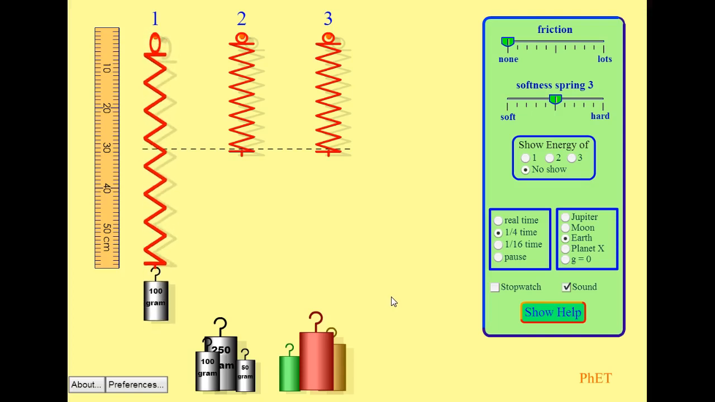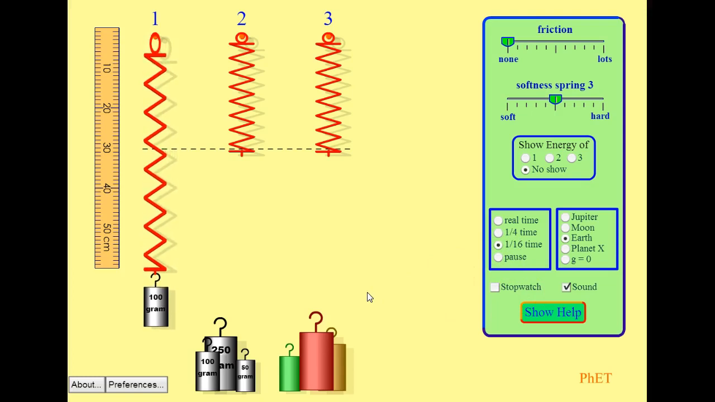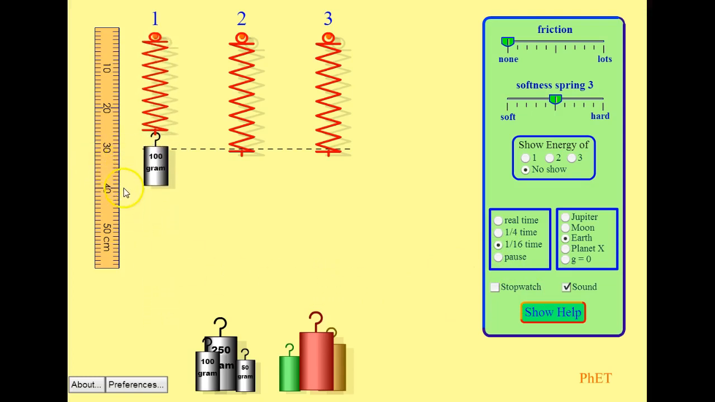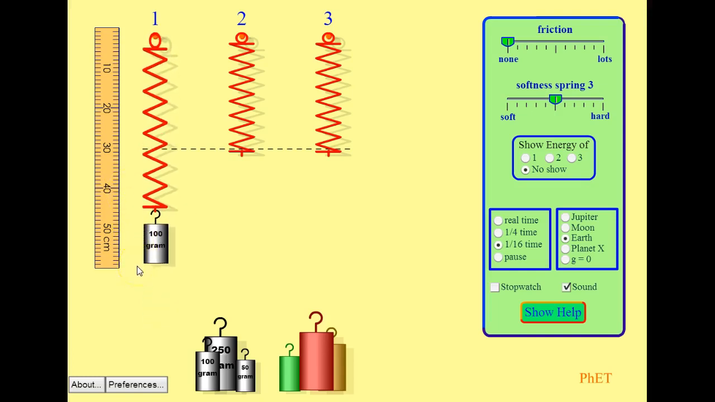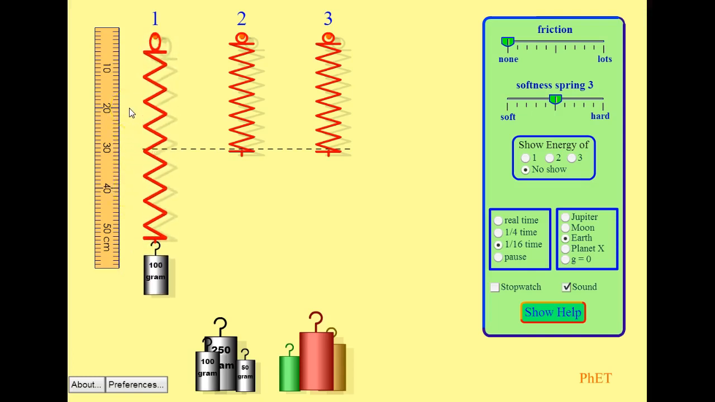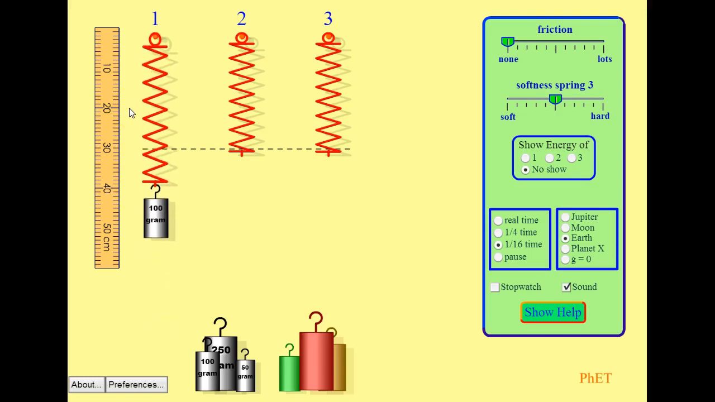If I slow this down just a little bit more, the key spots that we're going to be taking a look at here are the equilibrium position itself, which we're going to call spot A, when the mass is on its way back down. Spot B will be where it bottoms out. Spot C will be the equilibrium position on the way back up. And spot D will be the top of the motion before it changes direction and heads back down again.